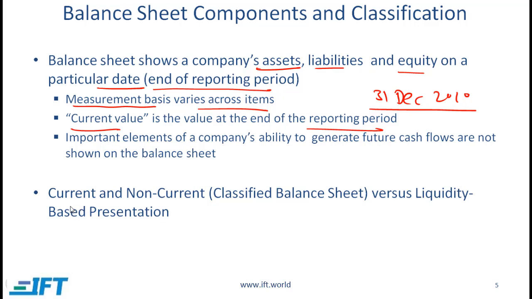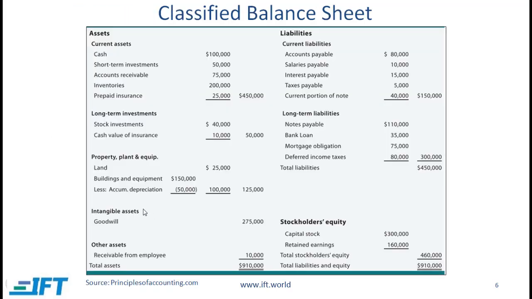Either we can show assets and liabilities as current and non-current. This presentation is called a classified balance sheet, or we can have a liquidity-based presentation. What you are looking at here is a simple classified balance sheet where the assets are shown as current assets, so that's a classification. Then long-term investments, property, plant and equipment, and so on. All these are non-current assets. Liabilities are also shown as current liabilities and non-current or long-term liabilities. So this is a classified balance sheet.